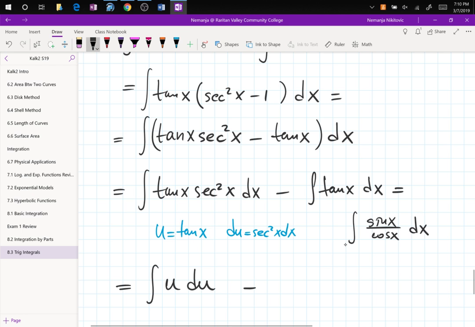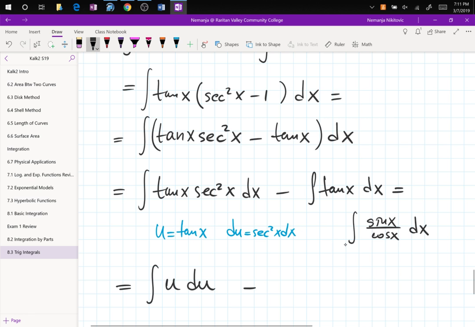tangent, right? Tangent is not a basic function for integration. You have to change it whenever you have a single tangent. When you want to integrate tangent or differentiate tangent, you can write it as sine over cosine.